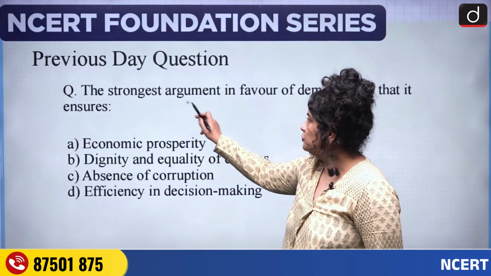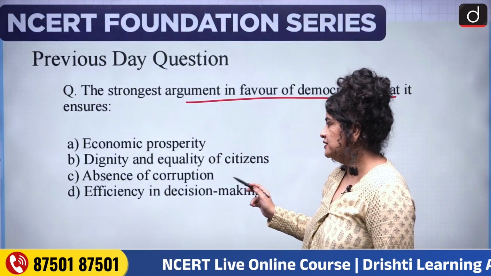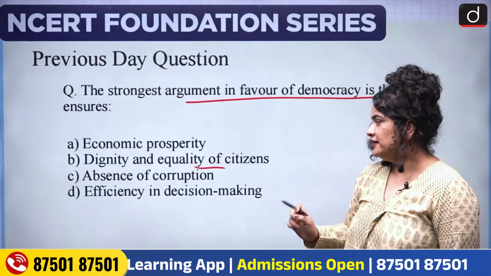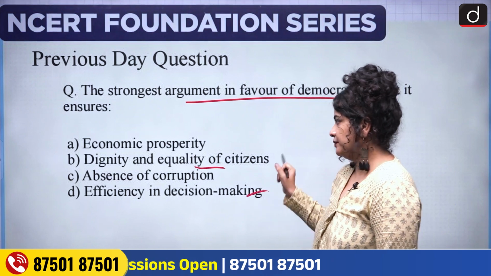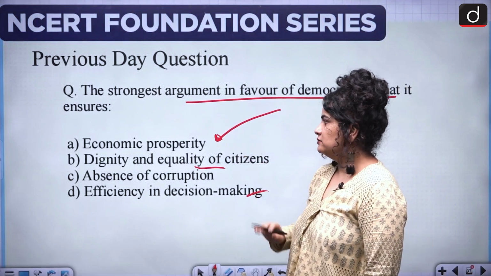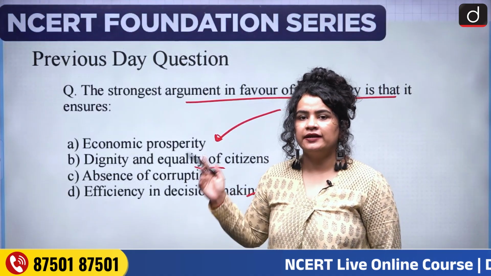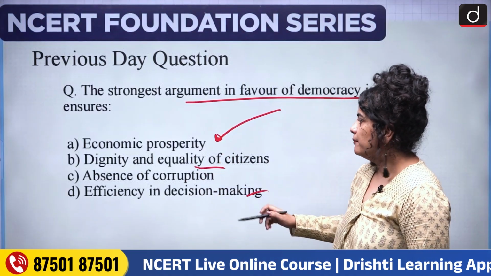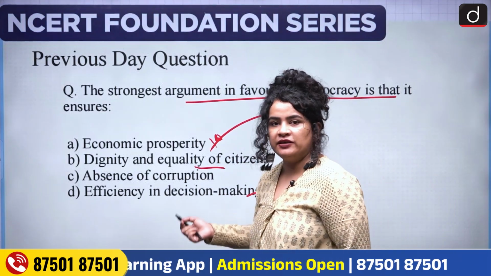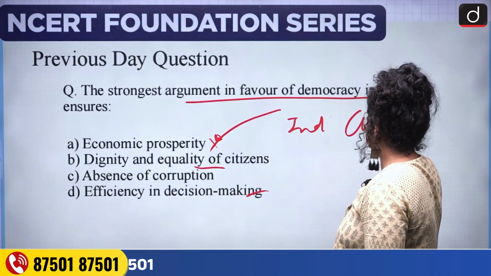The strongest argument in favor of democracy is that it ensures A. Economic prosperity, B. Dignity and equality of citizens, C. Absence of corruption, and D. Efficiency in decision making. Does it ensure economic prosperity? No, it doesn't ensure. Does it aspire for economic prosperity? Yes, democracy does aspire for it, but it cannot ensure economic prosperity. And as an example, we can compare India and China.